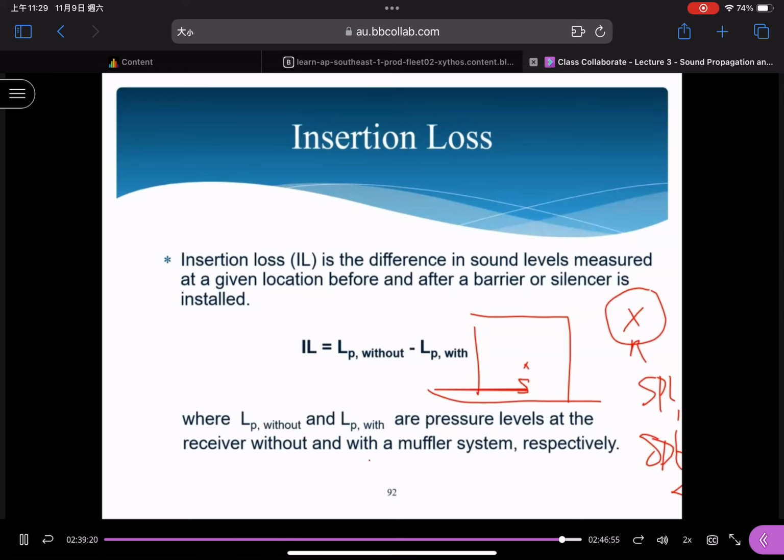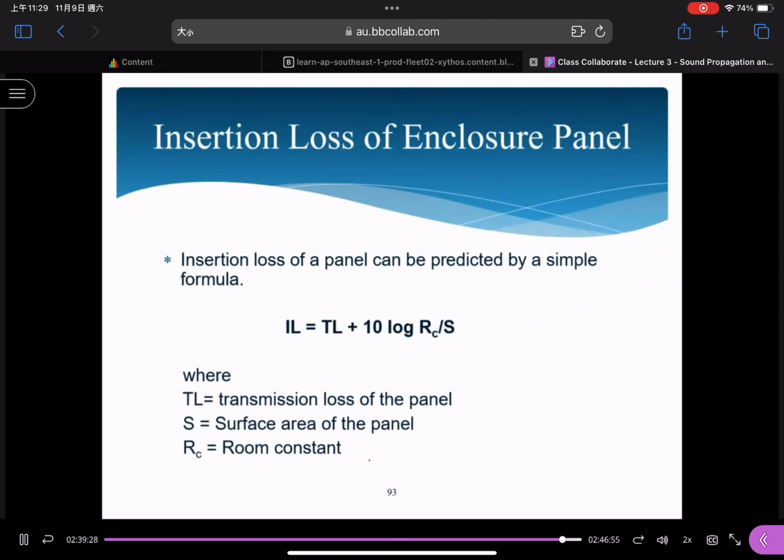When we are talking about the insertion loss, we always assume that this is at the same position, okay? We measure at the same position at the receiver. And this equation is to help us calculate the insertion loss of the enclosure panel. I don't want to derive this one. The first term on the left-hand side is insertion loss, and on the other side is transmission loss, and this is the room constant inside the enclosure, and S is the surface area of the panel.